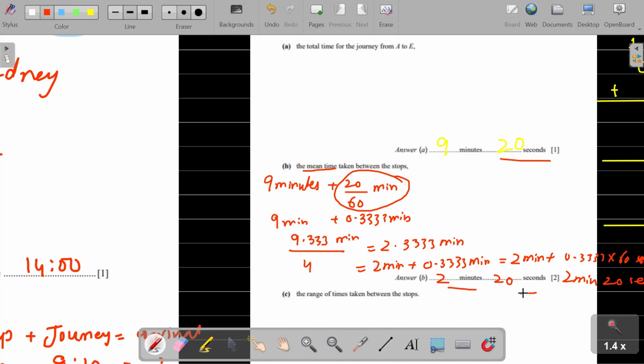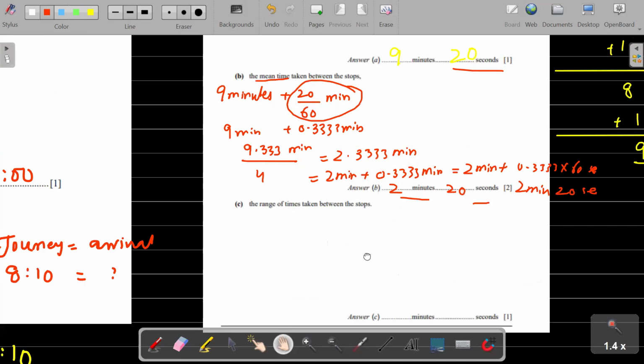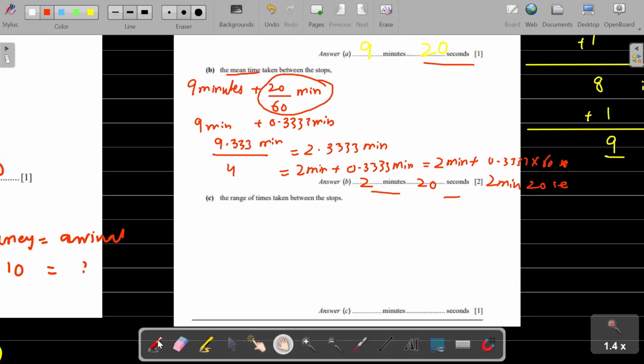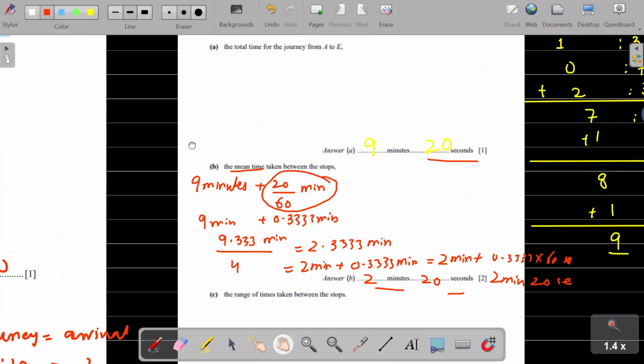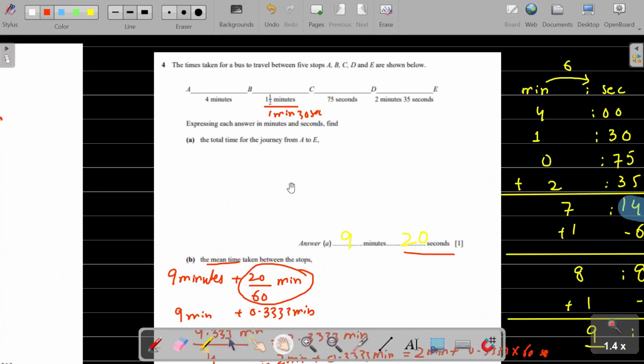I hope you have cleared your concepts. All right, now it says the range of the time taken between the stops. What is meant by the range? Range means higher minus lower. The maximum time which they have taken minus the lowest time.